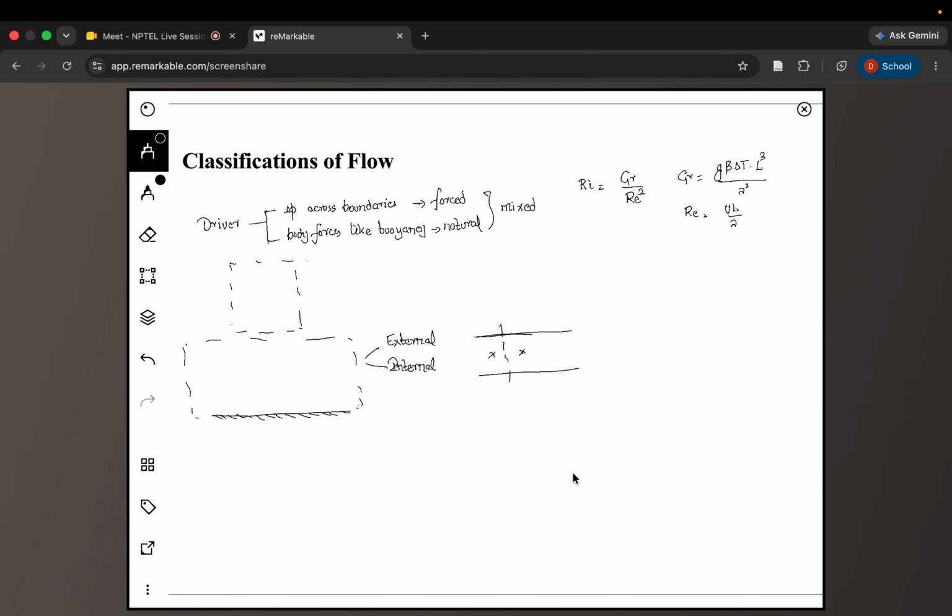And apart from this, we also have the other types of classifications, as in incompressible, compressible for the fluid mechanics. But since you're already from fluid mechanics, I'm not going into that. But just to write it down, here in this course, we'll only be discussing incompressible flows.